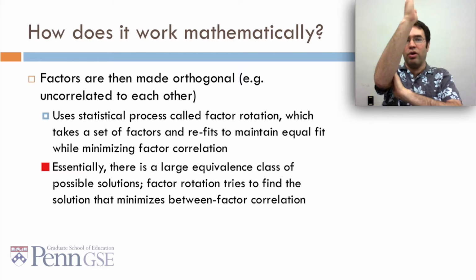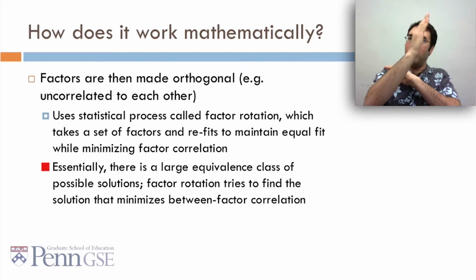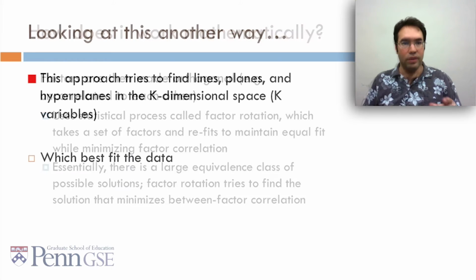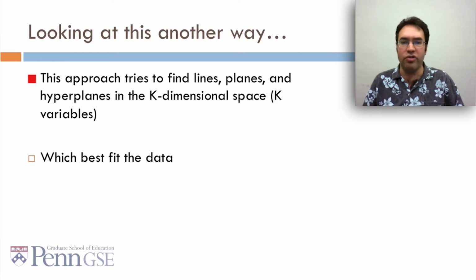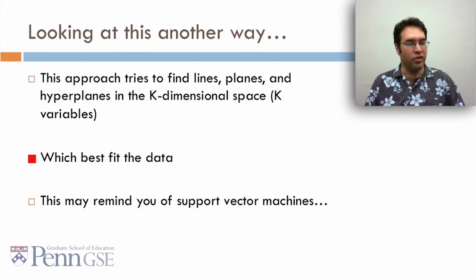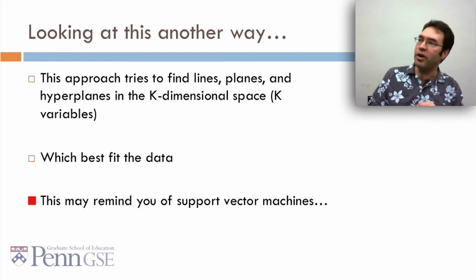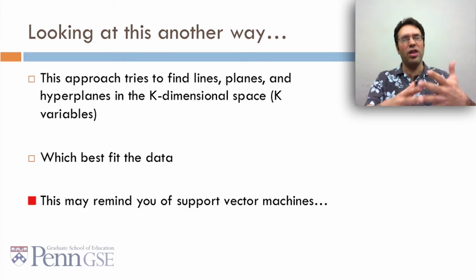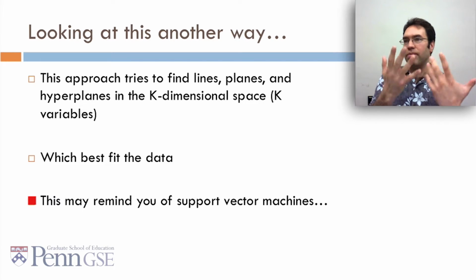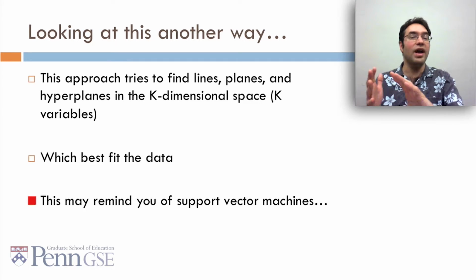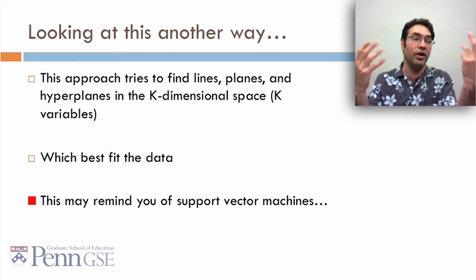So trying to get orthogonal, one that goes this way, one that goes this way, and one that goes this way. Looking at this another way, this approach tries to find lines, planes, and hyperplanes in the k-dimensional space where you have k variables, which best fit the data, which don't fit each other too well. And this may remind you of support vector machines. It may even remind you of spectral clustering. You can see that there are a lot of things in educational data mining where the same math, used in slightly different ways, ends up being very different things.